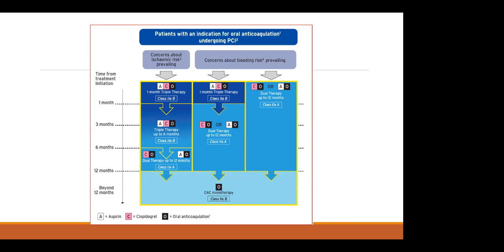But if you are concerned with the bleeding risk, for example a significantly high bleeding risk in a female, a frail patient with anemia, or recurrent bleeding, and you are not concerned more with the ischemic risk, you can give triple therapy only for 1 month, and then shift to dual therapy, and then monotherapy with oral anticoagulant after 1 year.